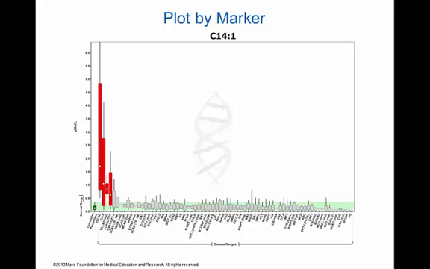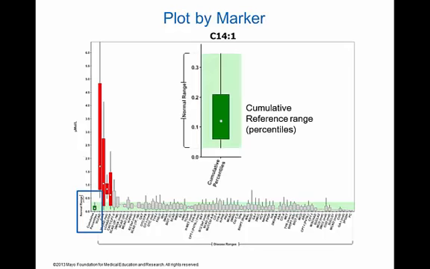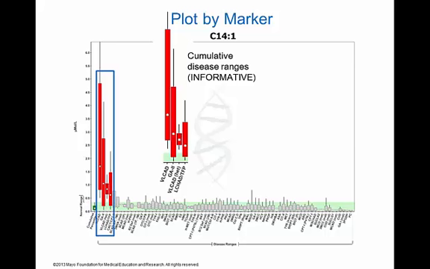Most elements are kept consistent from tool to tool, like the representation of a cumulative reference range of C14-1, shown both as a green shade as well as a box plot of the 5 percentile values that were introduced in the previous presentation. Disease ranges are color-coded. Bright red represents conditions where C14-1 is informative according to the rule that the median value, shown as a white circle, is positioned above the upper limit of a reference range, shown as a green shade.